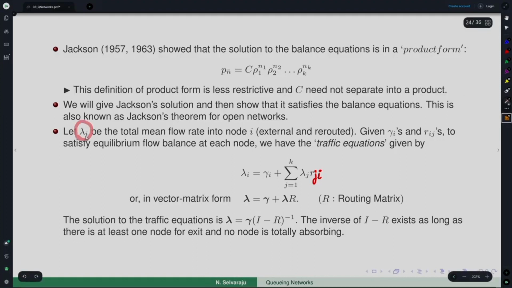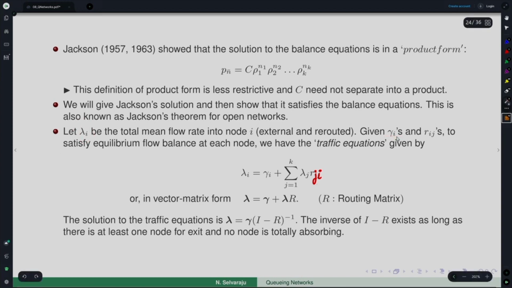Now, to do that, we need to find out these lambda i's. What are they? This is the total average flow into state or node I. Okay. This could be external or this could be internal. Internal means it is coming from some other node. External means it is arrivals coming from outside. That is the reason we usually call it lambda I for external arrivals, but here we called it gamma I, because we want to call this one lambda I, that is the only reason. Anyway, now how do we get this lambda I?